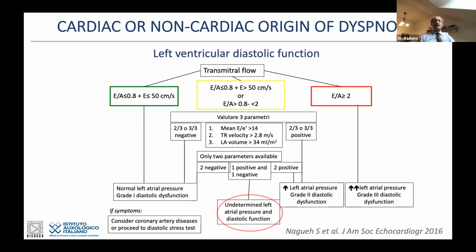And so we are in quite an uncomfortable position, because in this patient we are unable to determine the left atrial pressure and the diastolic function. And this is not so rare, because with the current algorithm, there is a variable incidence of 15–20% of the patients that are in the indeterminate portion of the algorithm. And so we moved to another tool that is available on our echo platforms.